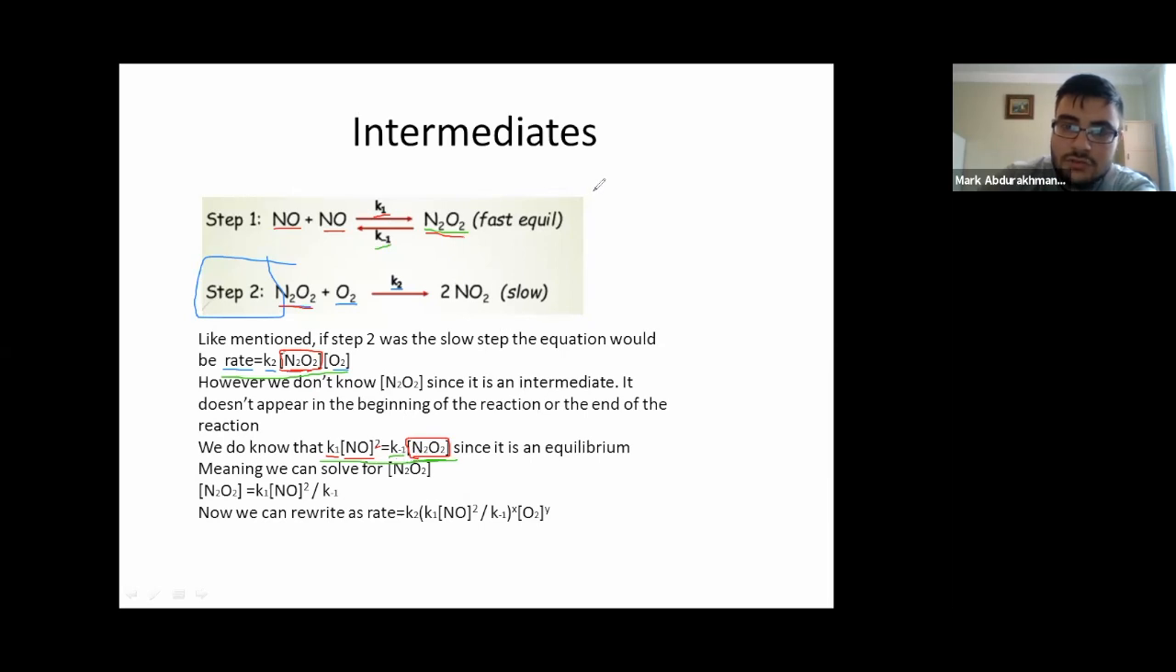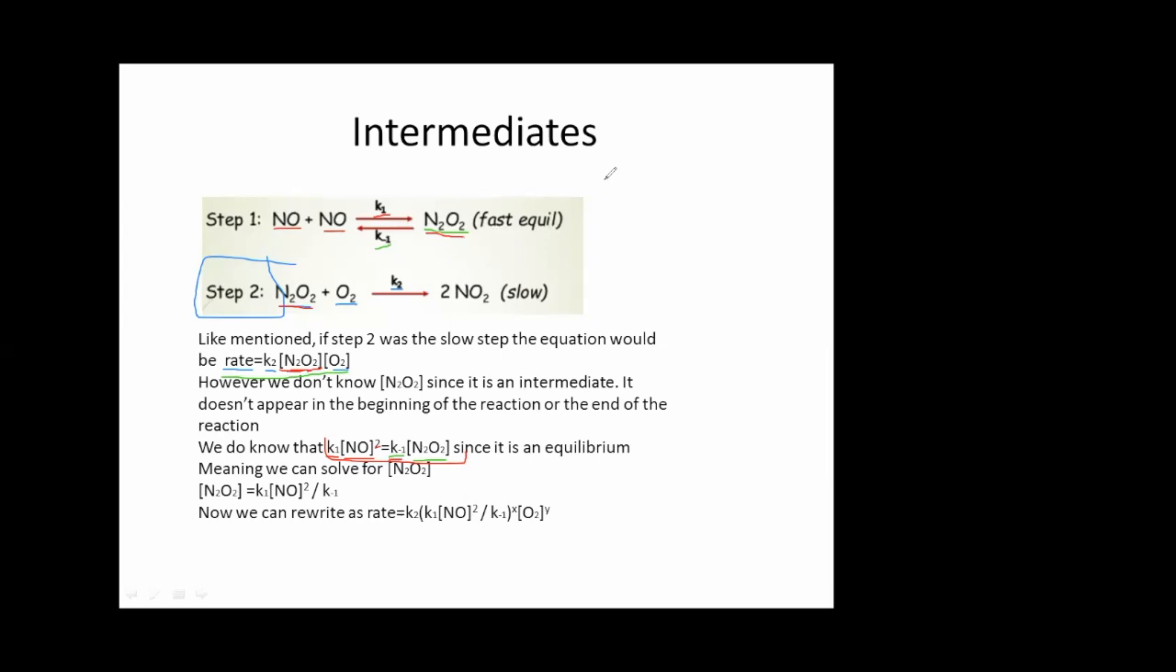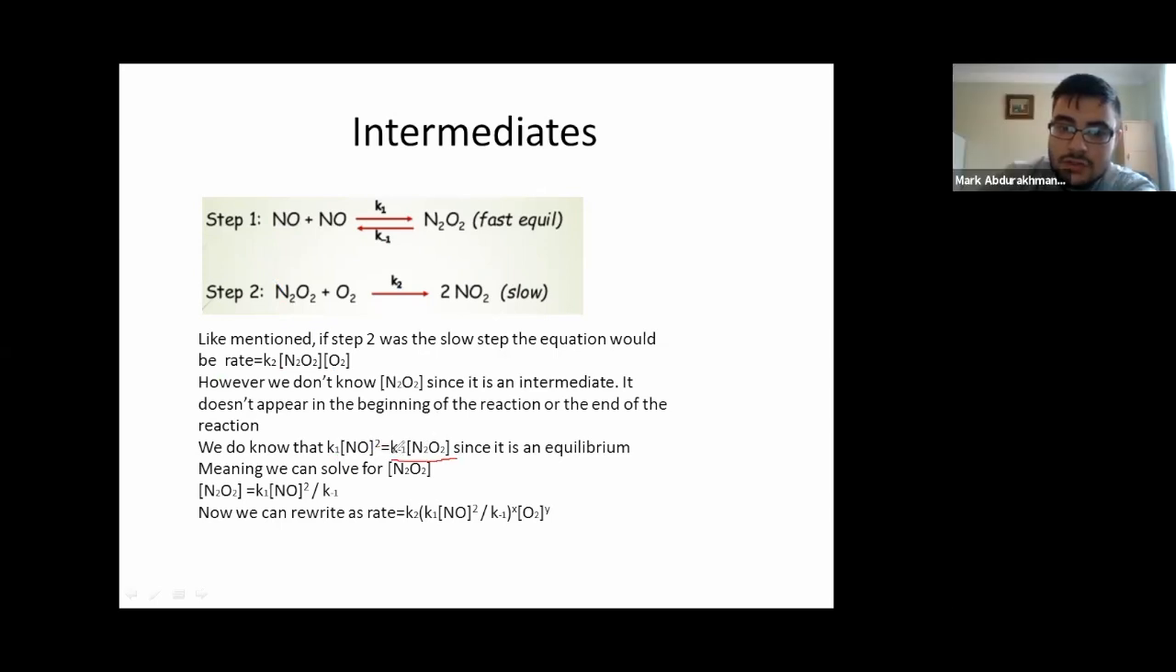The way you do this is you have to isolate this concentration of N2O2 in this equation. The way we do that is we just divide both sides by K-1. If you divide both sides by this term K-1, you can cross out, and then you're left with this: concentration of N2O2 equals K1 times the concentration of NO2 squared, all over K-1. Well, now you know what the concentration of N2O2 is equal to.